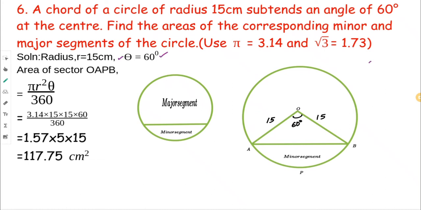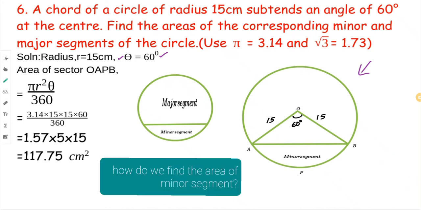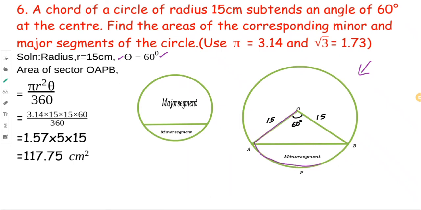Alright, so this is a diagram that we'll be referring to. Clear? So how do you find the area of the minor segment? Very simple. Area of the sector minus area of this triangle. When I subtract these two, I'll get the area of the minor segment. So that is the first thing we'll be doing: area of the sector, that means the minor sector OAPB. Remember, we're going to find this minor sector first.